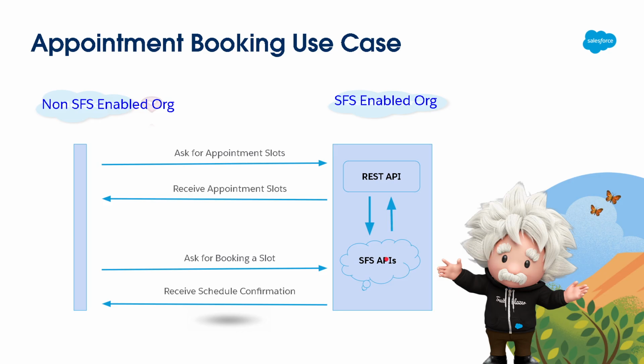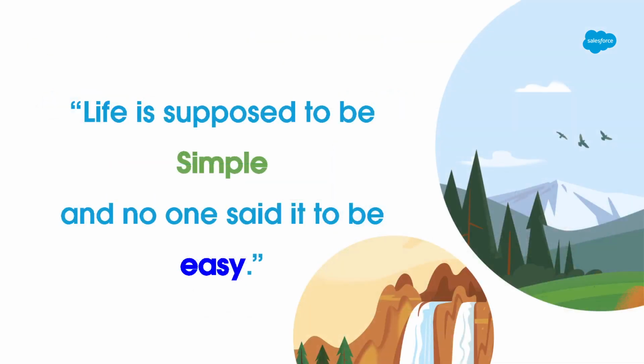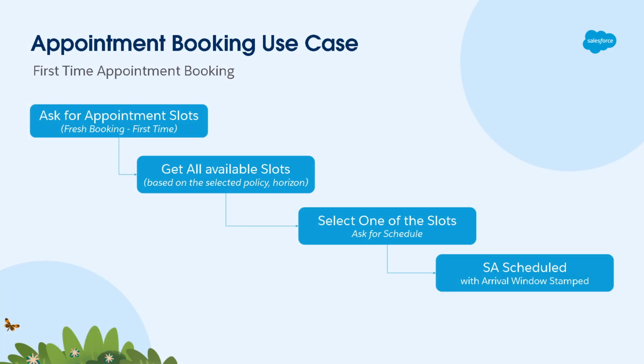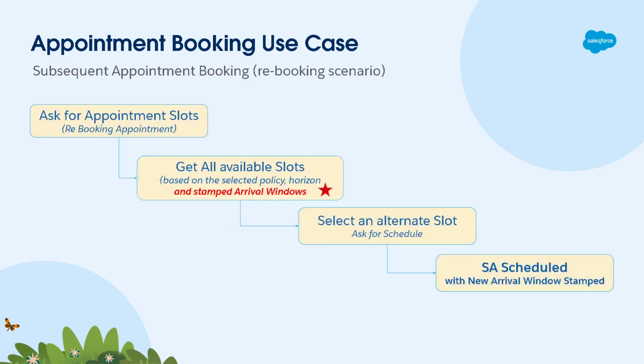So in totality, we are trying to ask for appointment slots and get all those slots based upon the selected policy and the horizon. Next, we pick up one of these slots and ask to schedule, and the job is scheduled with the arrival window stamped on it. The point to note here is that initially, when we started, there was no arrival window stamped on the service appointment, but now there will be. And this is something that is used in the rebooking scenario.